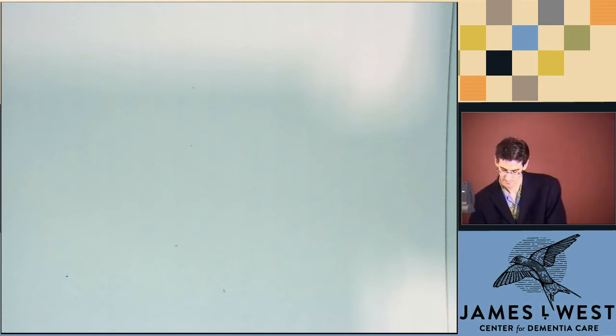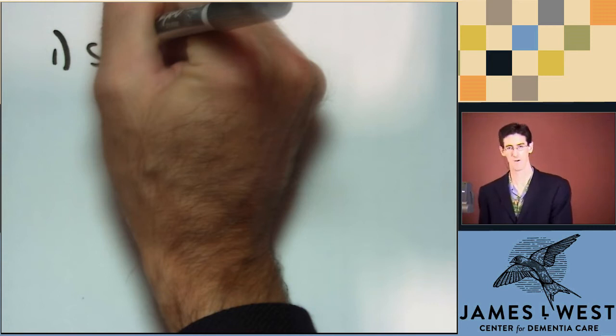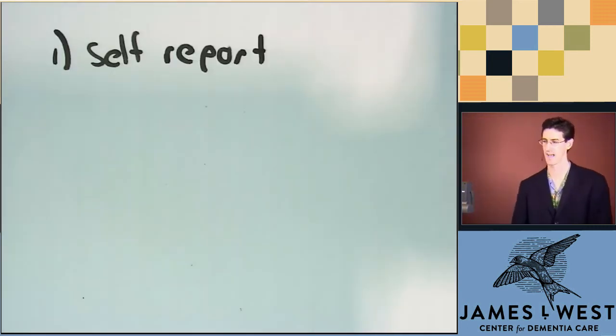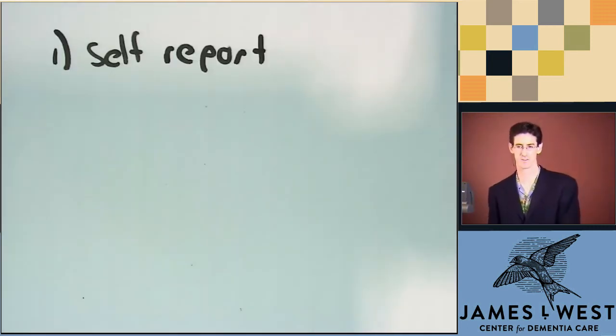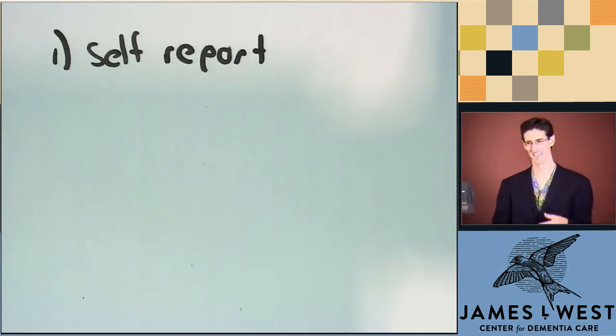The first we'll talk about is self-report. So one way to assess functional status is to ask the person what they're able to do. And you can imagine how this might go. We might be asking a 75-year-old man with moderate Alzheimer's disease, can you drive? And he might say, yes, I can.